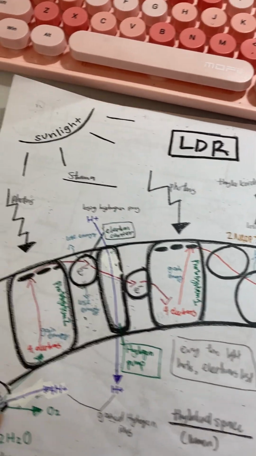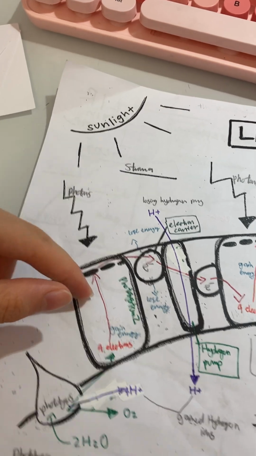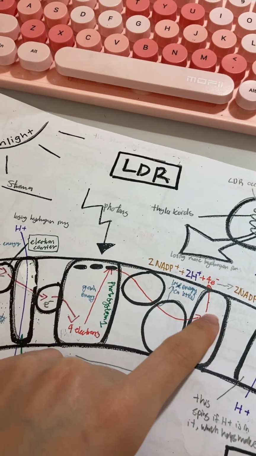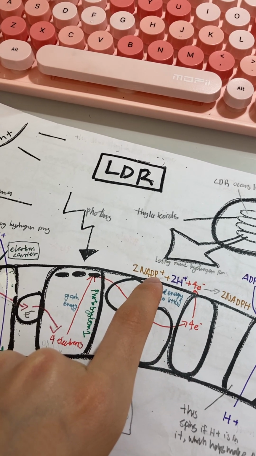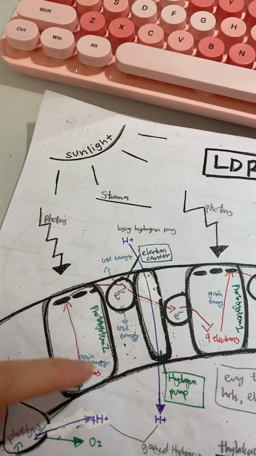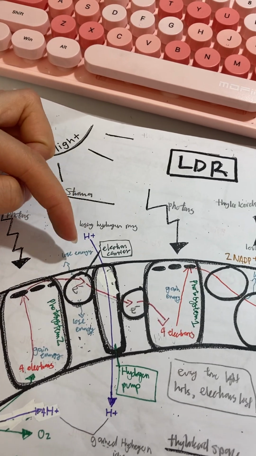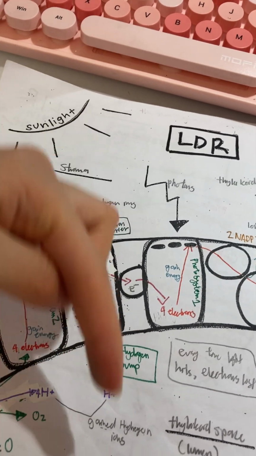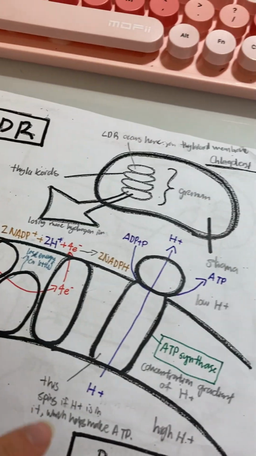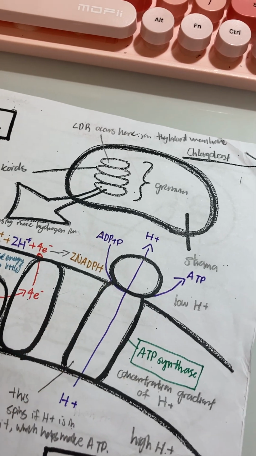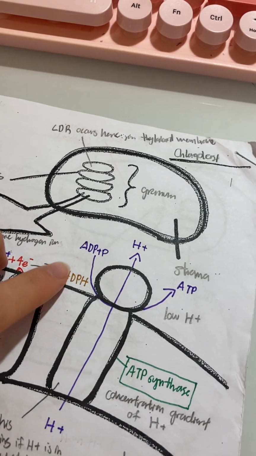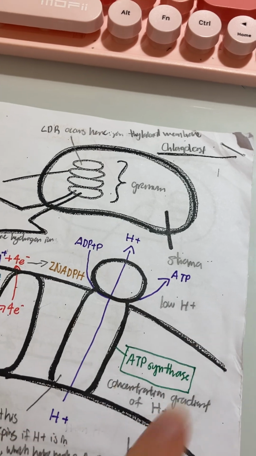So to summarize, light goes in, it gives energy to electrons, and these electrons travel across before finally combining with 2 NADP plus and 2 hydrogen ions to make NADPH. And then also, hydrogen ions are moving both actively, which is against the concentration gradient, and passively, which is with the concentration gradient. Because the hydrogen ions are moving through the ATP synthase, it'll also power this bond, and it'll bond the ADP plus P into ATP.